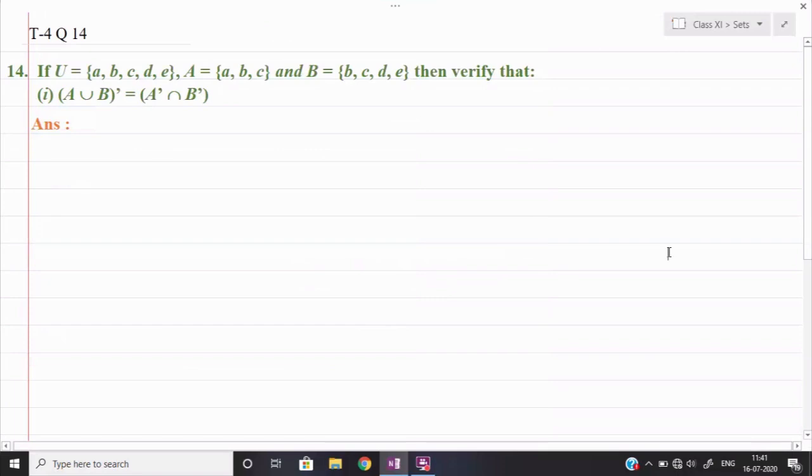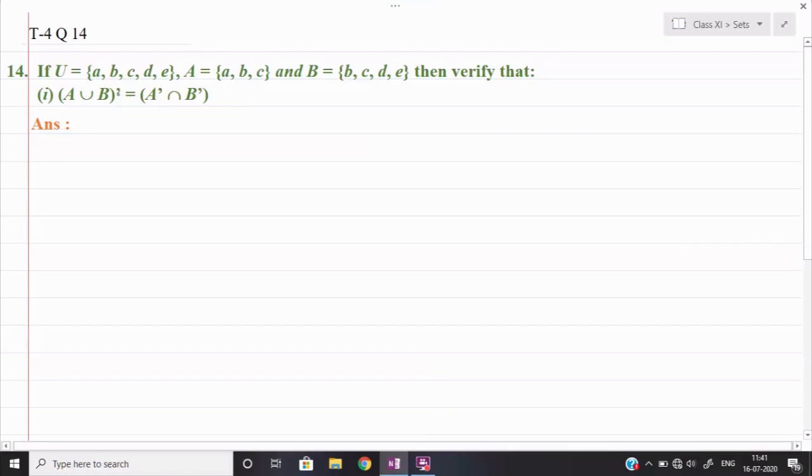I am solving the first part for you, and the second part I am keeping as homework for you. See, we have given that the universal set U is equal to {A, B, C, D, E}, A is equal to {A, B, C} and B is equal to {B, C, D, E}. Then we have to verify (A union B)' is equal to A' intersection B'.